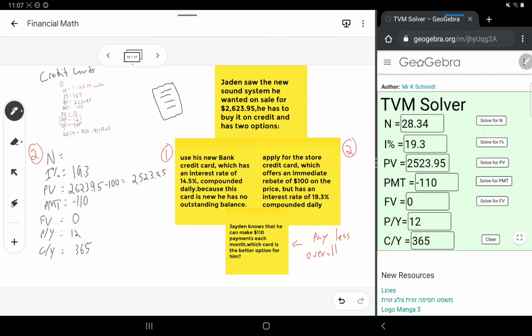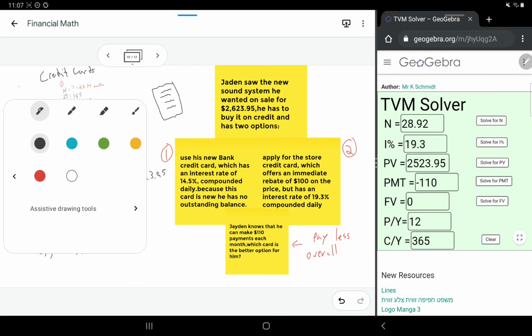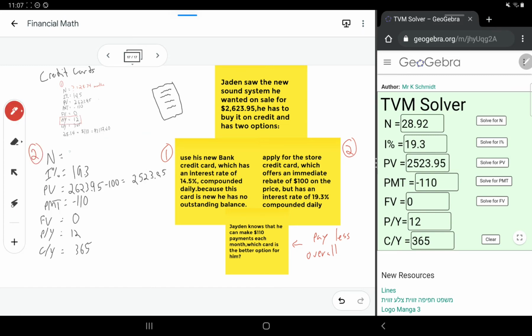But we can still just click the Solve for N button from here. It'll give us a slightly new number. Right, it should be fairly similar, but that'll give us our new N here. Right, so that'll give us our 28.92 months. Whoops, I wrote 3. Said 2, wrote 3. And that's months. Okay, so we'll notice that it's a little bit longer than card 1.